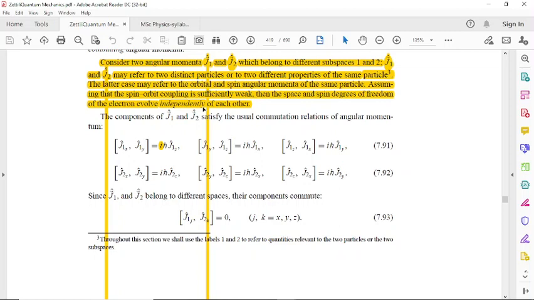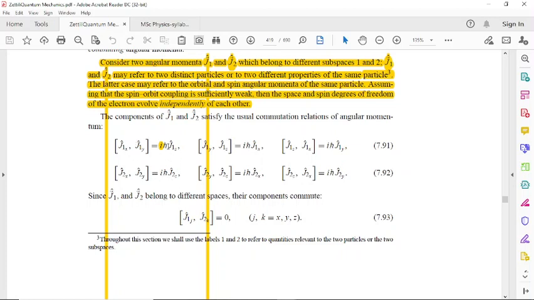And the J1 and J2 satisfy the usual commutation relations of angular momenta, that is commutator of J1x and J1y equal to iħ J1z, and this follows the usual commutation relation. And since J1 and J2 belong to different spaces, their components commute. അപ്പോൾ നിങ്ങളിത് നോക്കുക, [J1y, J1z] = iħ J1x, [J1z, J1x] = iħ J1y, [J2x, J2y] = iħ J2z.